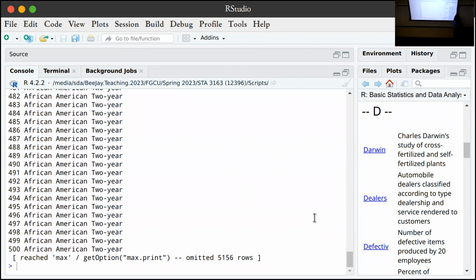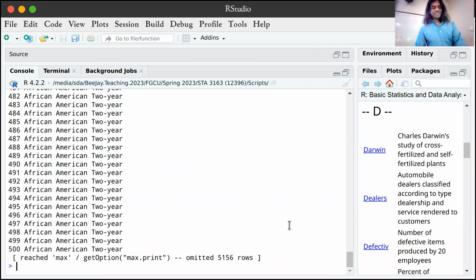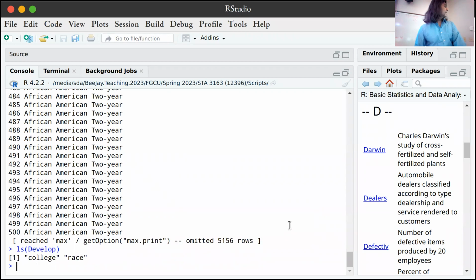Do you think that's a workable answer in our case? For our example, Sydney? No, because we don't have a quantitative measurement. So, Phoebe, we tried. Let me double check. No, there are only two variables, college and race, both of them are qualitative. All right, moving on.